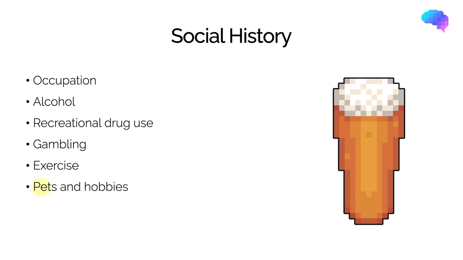It's also important to ask about pets and hobbies. Allergies to pets are common and may not be immediately obvious in the history. For example, a patient with asthma may find that they're wheezy when they're at home, but not when they're outside of the house, and the trigger here may be the family pet. Other aspects of the social history involve asking about alcohol, recreational drug use, gambling, and exercise.